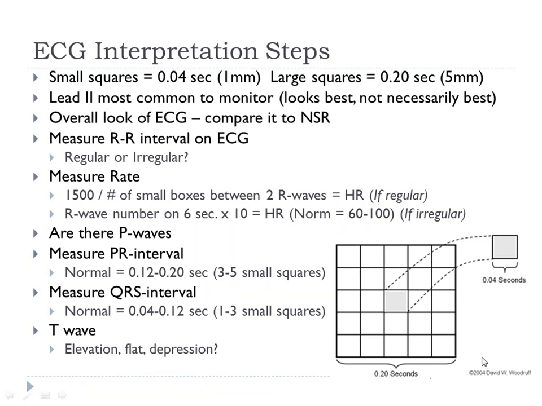The best way to measure a rate, and this is how you do it if the rhythm is regular. So if you have evenly spaced out R waves, you would count the number of small boxes between the R waves. It doesn't matter which one you use because they're all about the same. So just between two R waves, you would count the number of small boxes. And you divide that number into 1,500. And that gives you an exact heart rate. Okay?